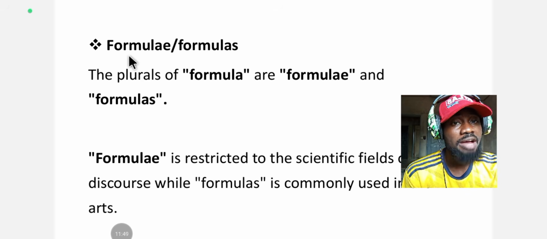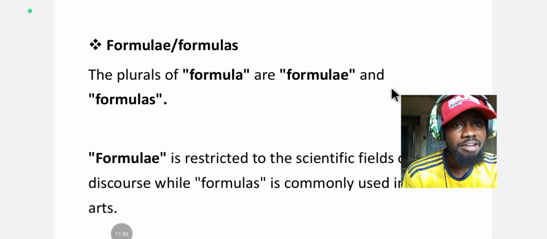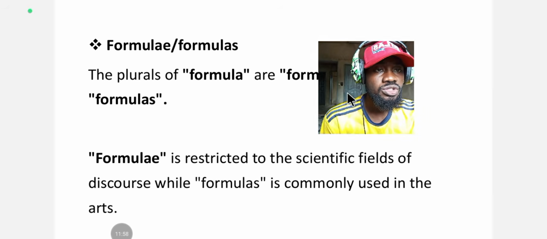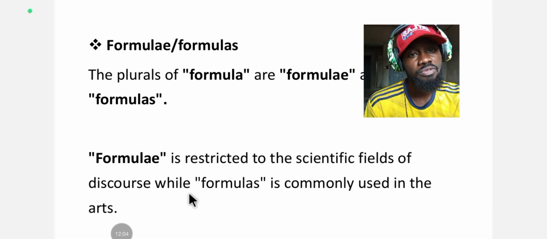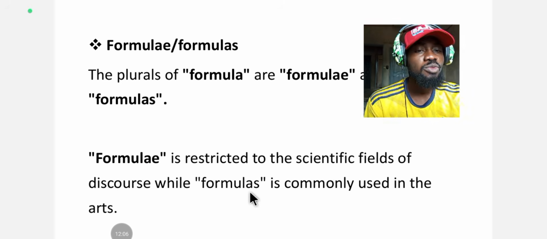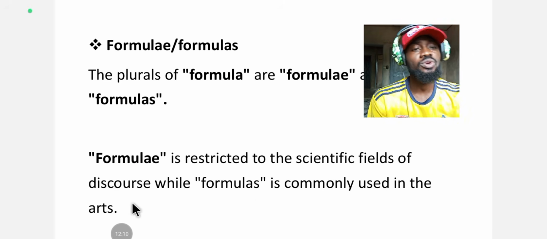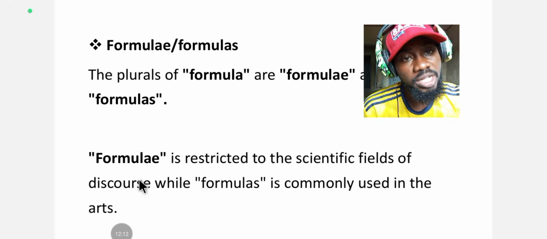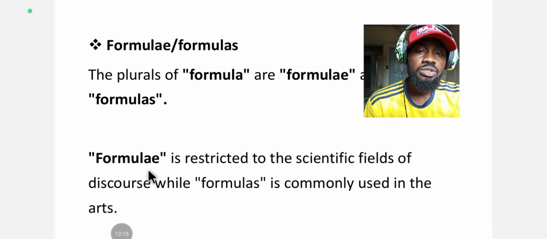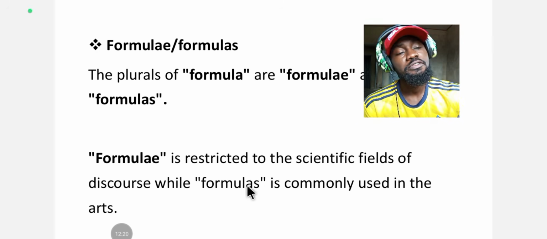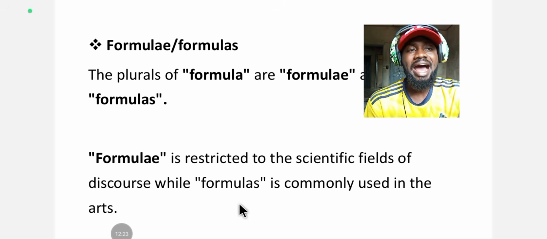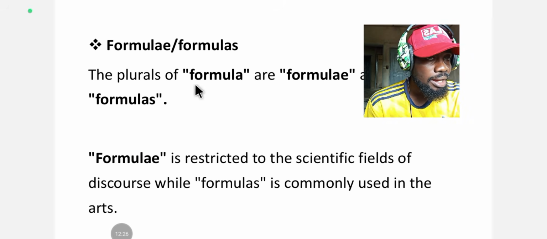The next we have here is formulae and formulas. Plurals of formula are formulae and formulas. That's it. But you have to note something very, very important. Formulae is restricted to the scientific field of discourse, while formulas is commonly used in the arts. So in science, formulae is usually used, okay? But in art, formulas is used. Remember, formulae and formulas are the plural forms of formula. So have that in mind.